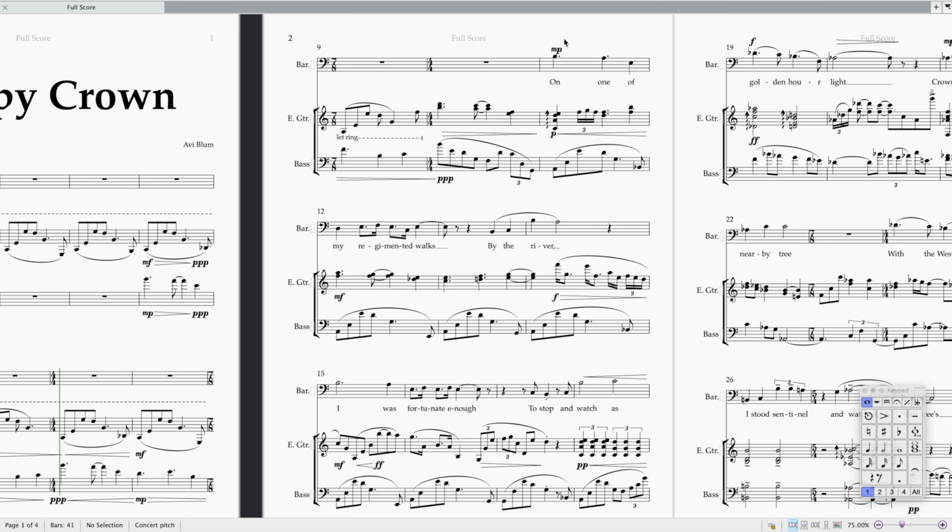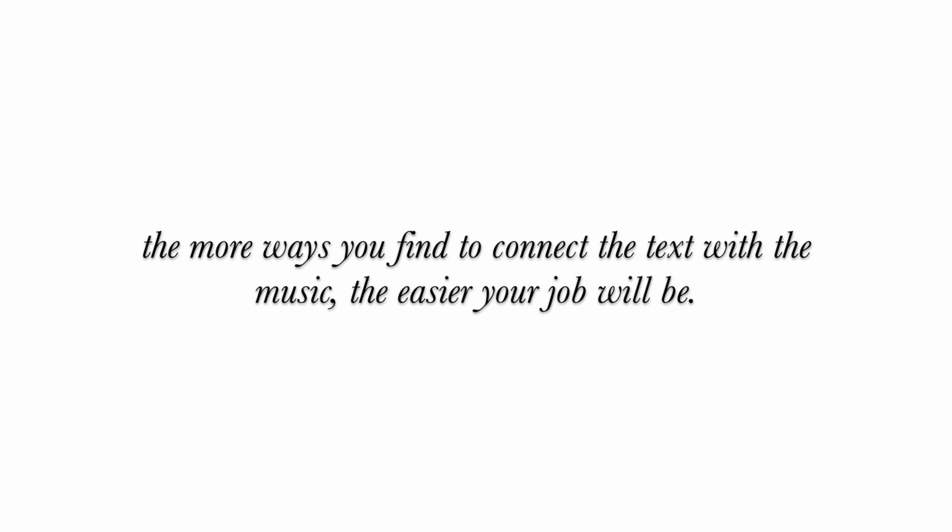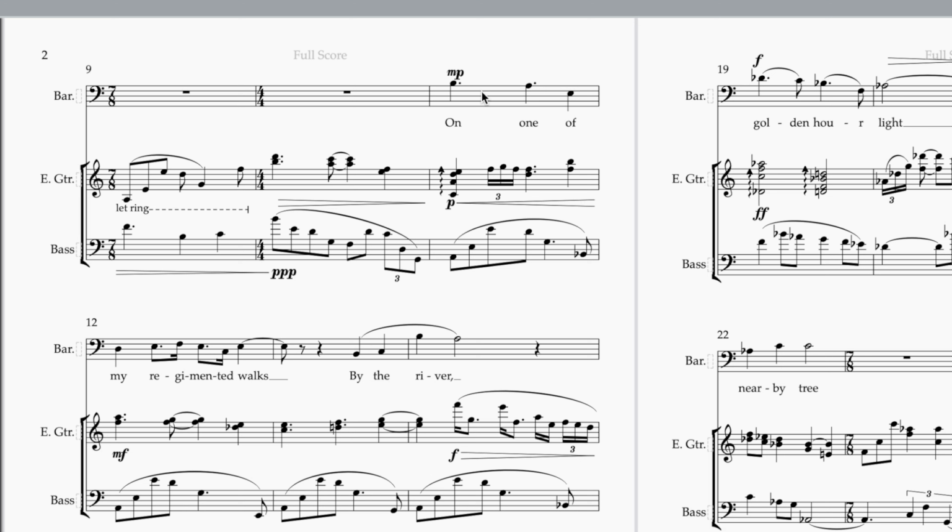Most of the time we don't think about things like this, but the more logic, more ways you can find to connect the text with the music that you're setting it in, the easier your job is going to be. The more logic, the more you're able to play off of the rules you're creating as you go. On one of my regimented walks.